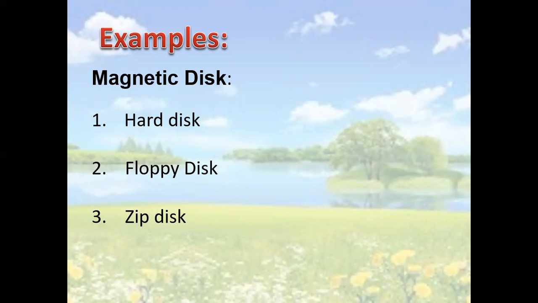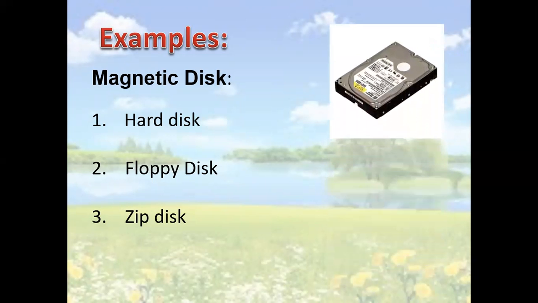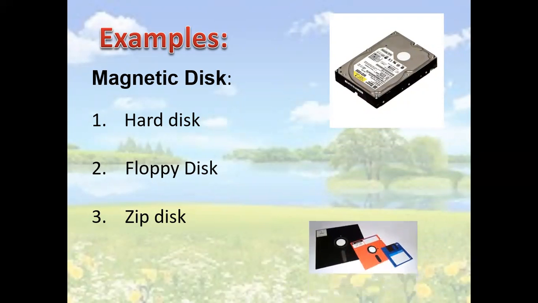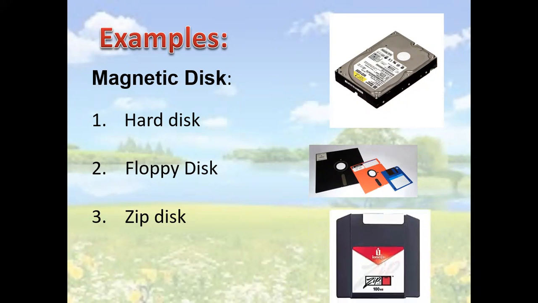Now you can see the pictures. This is the picture of a hard disk. Then I show you the picture of a floppy disk. And now I show you the picture of a zip disk. You can see the pictures on your screen: the hard disk, floppy disk, and zip disk.